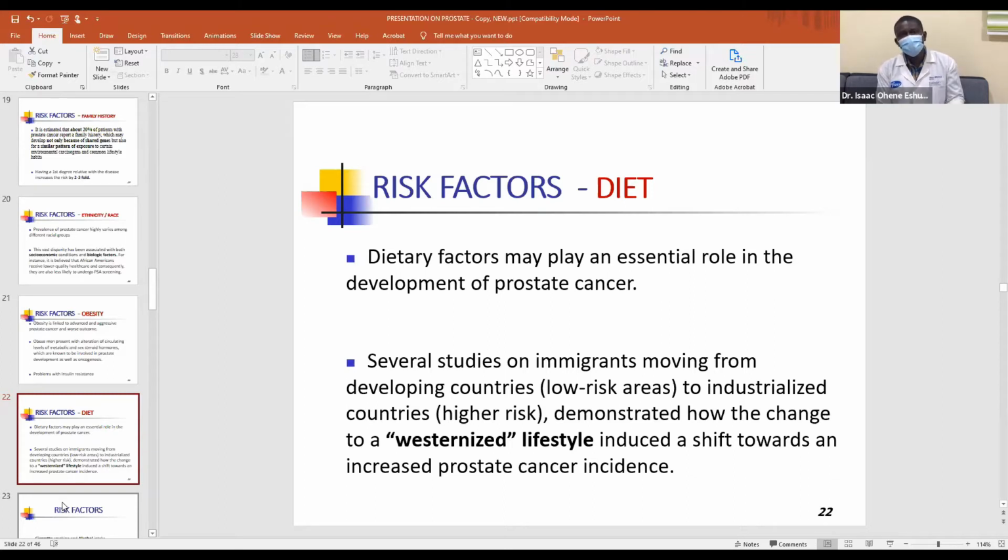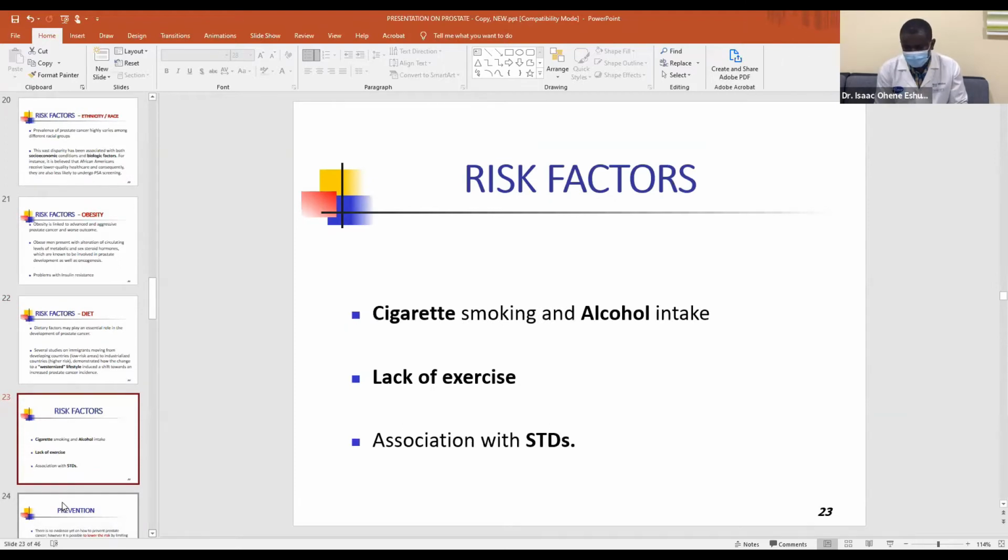It was also not different for Chinese people. They found that Chinese in the US have a rate about 16 times higher than Chinese indigenes in China. So this actually supported the dietary theory, and it's something we should all pay attention to. Other risk factors are cigarette smoking and alcohol, and these two elements are implicated in almost all types of cancers that you think about: cigarette smoking and alcohol intake.